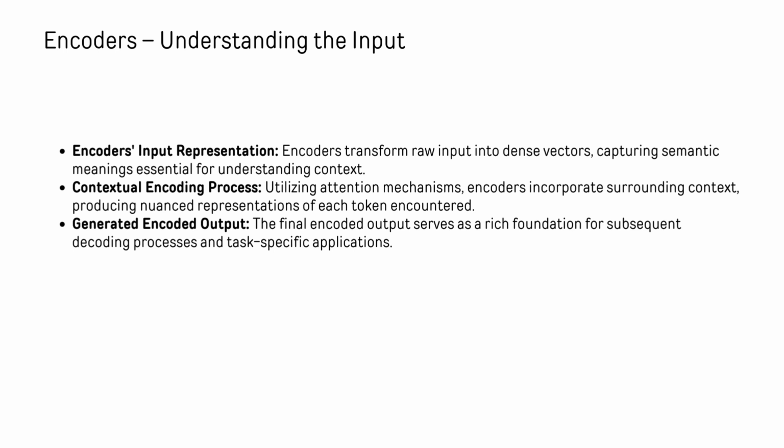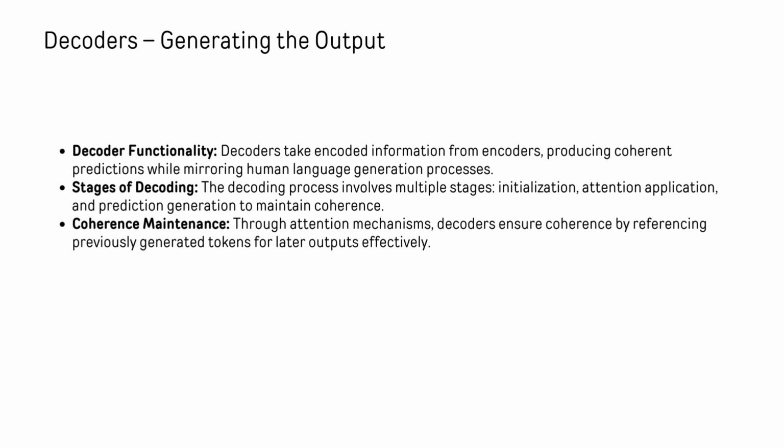In short, the encoders transform raw input into a meaningful structured representation that the decoder can use to generate accurate and context-aware output. Let's shift our focus to the decoder, the second half of the transformer architecture. If the encoder is like a skilled reader, the decoder is the storyteller, taking the understanding provided by the encoder and turning it into a meaningful, coherent output.